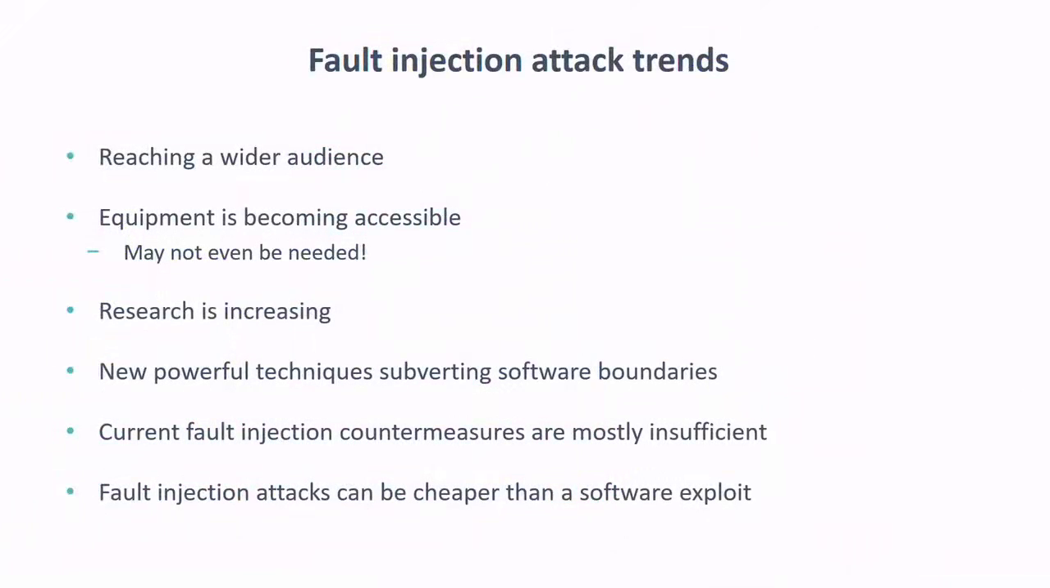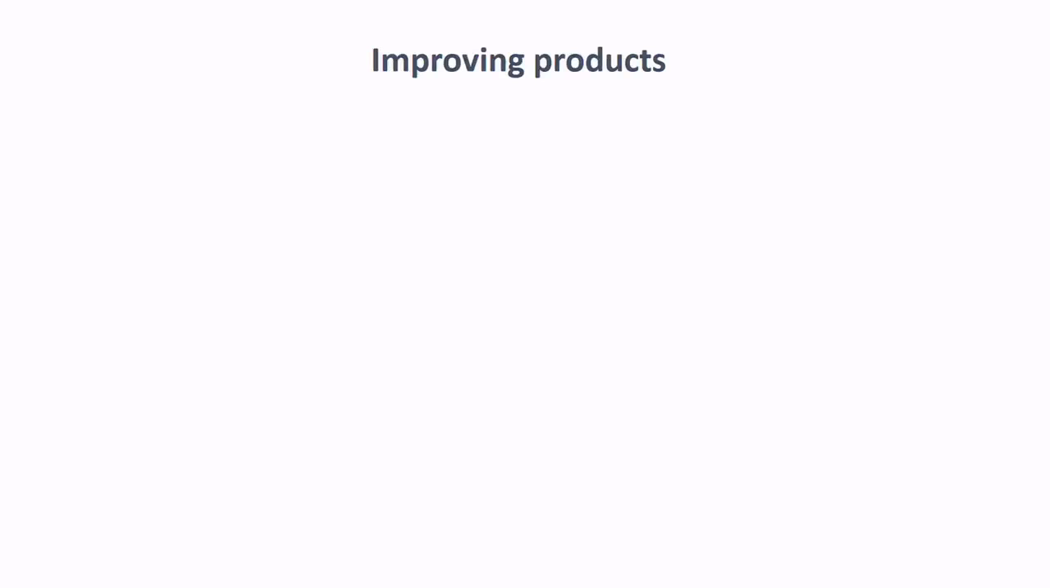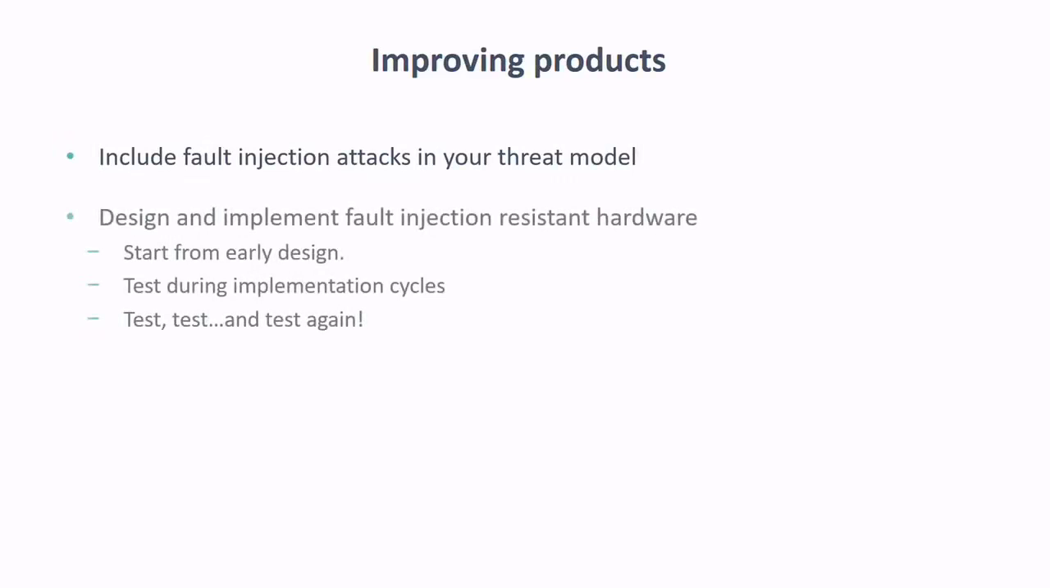And the point is that fault injection attacks can be cheaper than a software exploit. We may arrive at a point where basically instead of spending 50K for a kernel exploit, you might decide just to spend 2K and just go for it and see what happens. So the point is that if you want to improve products, start including fault injection attacks in your threat model from the start. And start working on resistant hardware, because protecting software might be either difficult or not even possible.